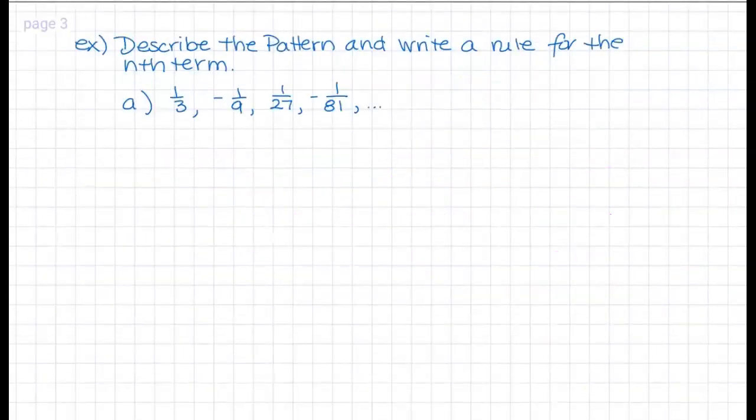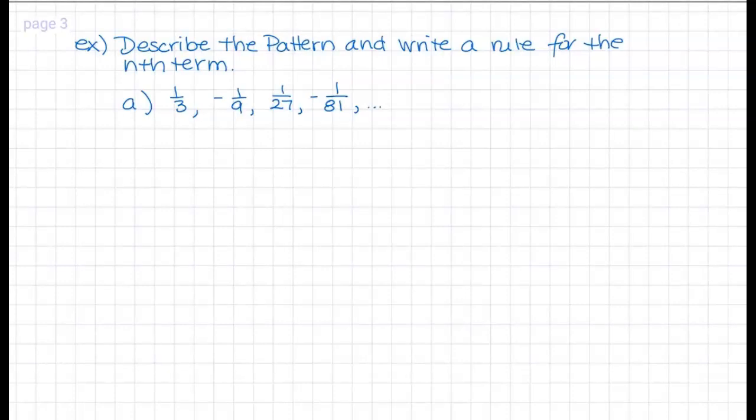Okay, so let's look at this example together. Describe the pattern and write a rule for the nth term. Not sure why I capitalized pattern. Oh well. All right, so see if you can figure this one out, and then we'll take a look together. So this time it says write a rule. That implies, by the way, they want an explicit rule. If they ever want a recursive rule, they'll specify the word recursive. Otherwise, assume it's talking explicit.